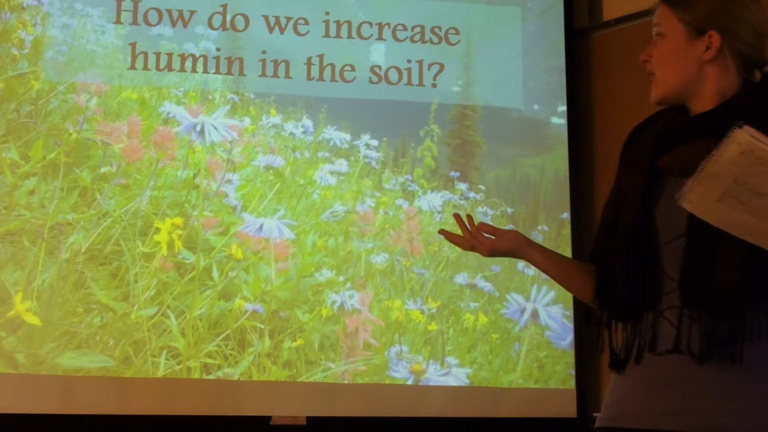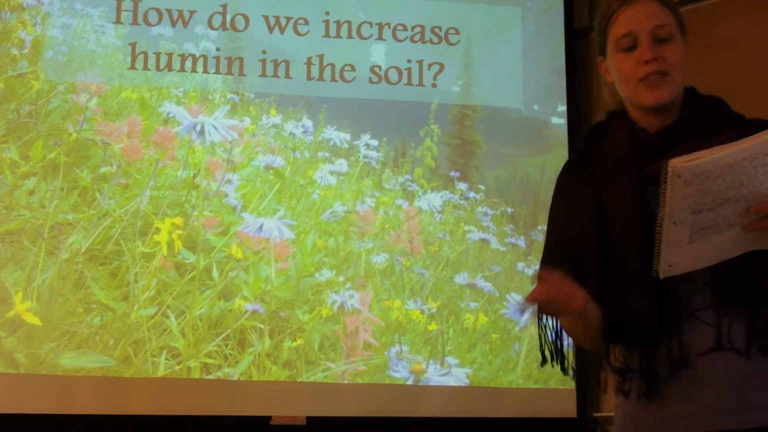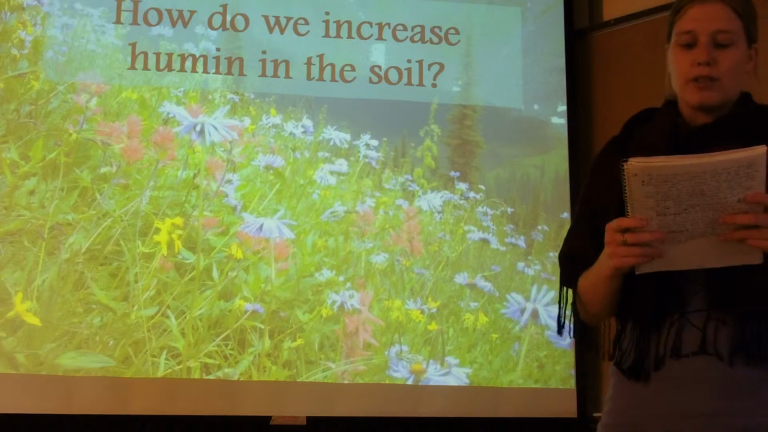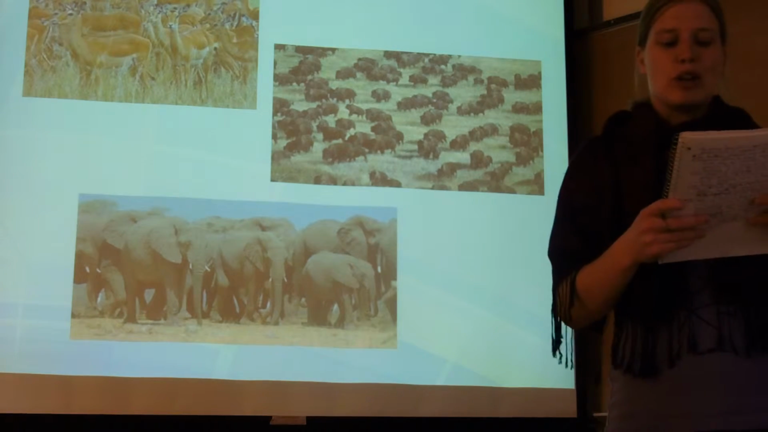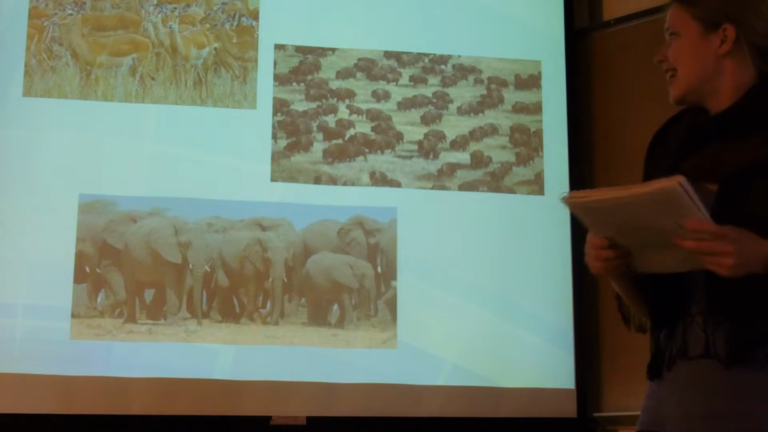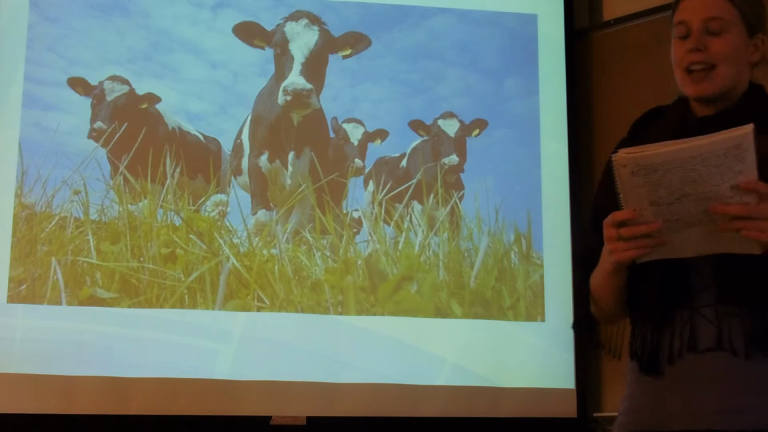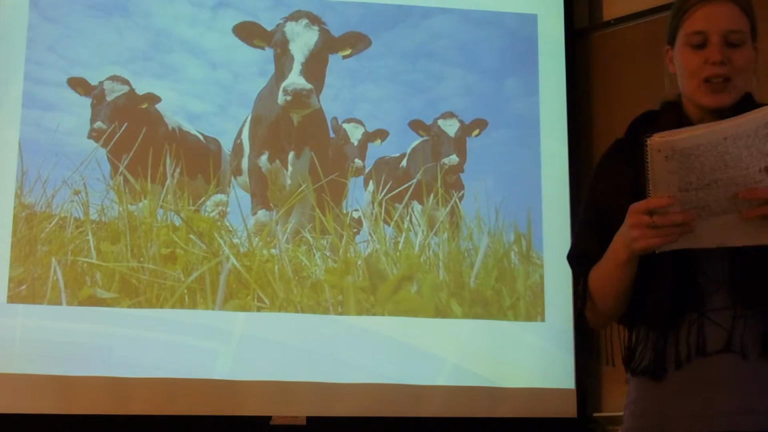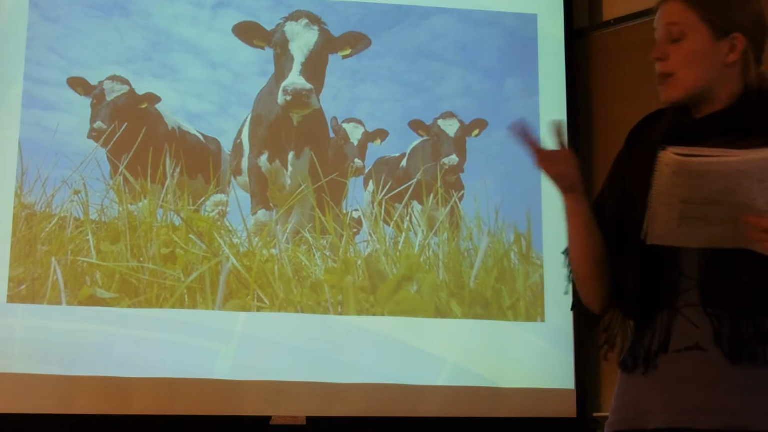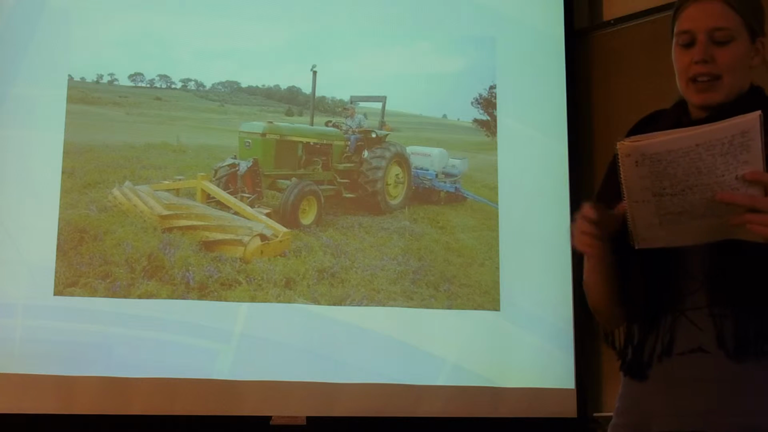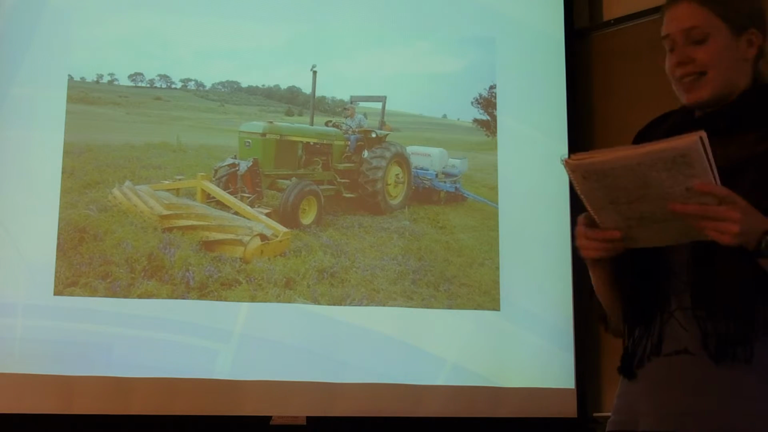So how do we increase humans in the soil? Well, we have to get more organic matter into the ground for microorganisms to work on. The natural tool is large herds of herbivores like this. And of course, in agriculture, it would be something like cows. The trick is ensuring that those herds move on very quickly from an area, otherwise you risk overgrazing and compacting the soil.